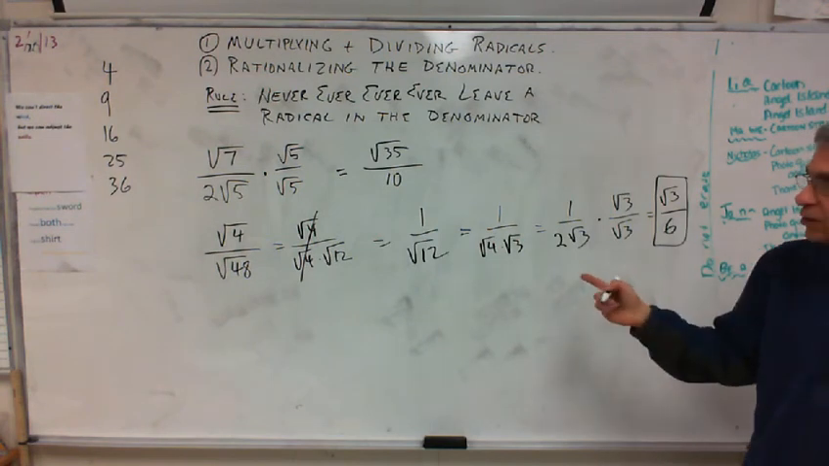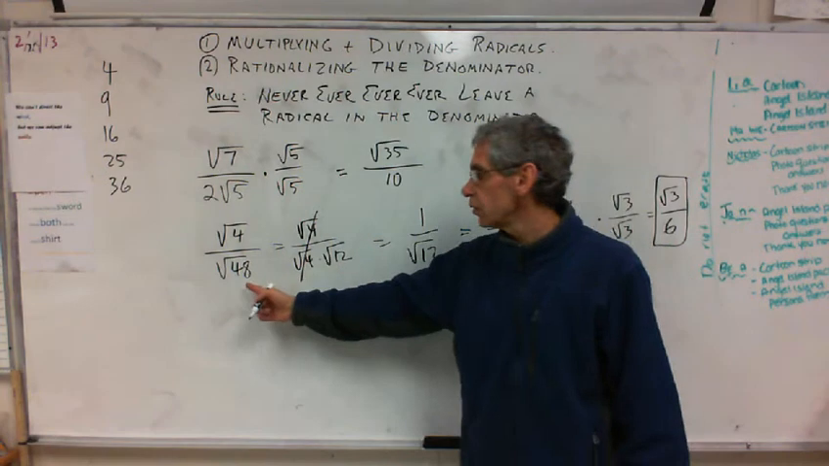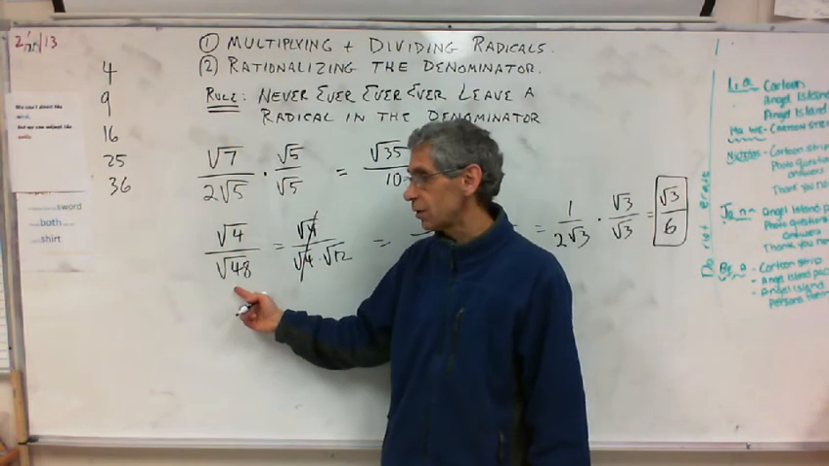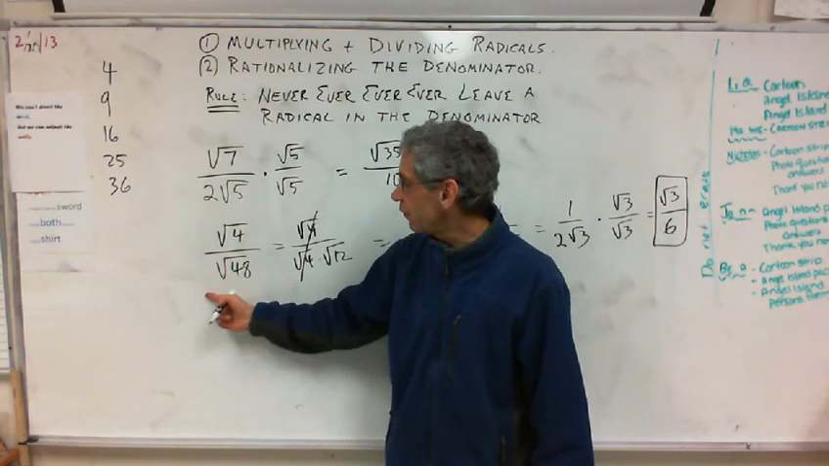Now there's lots of ways you could have done this. Like Sal suggested, we could make this the square root of 16 times the square root of 3, right? And then 4, 2.